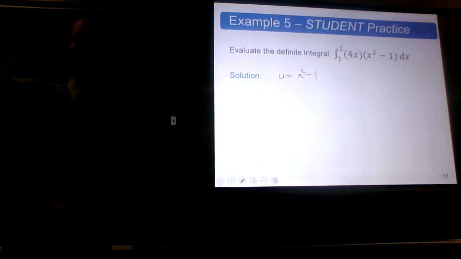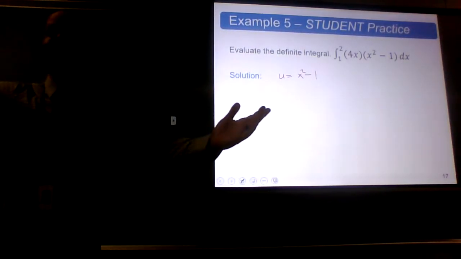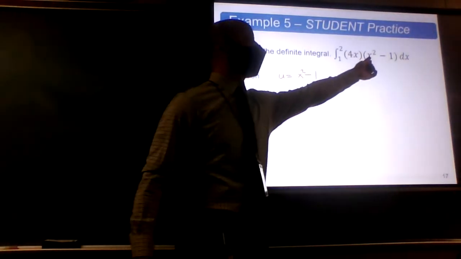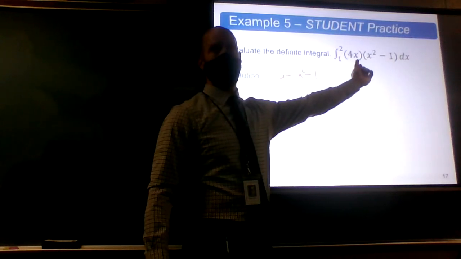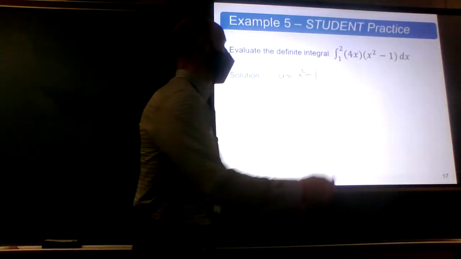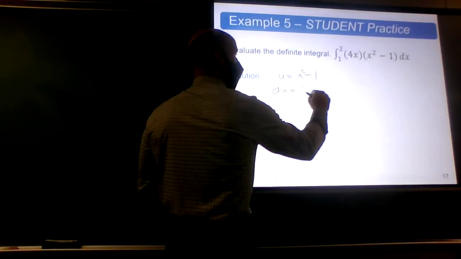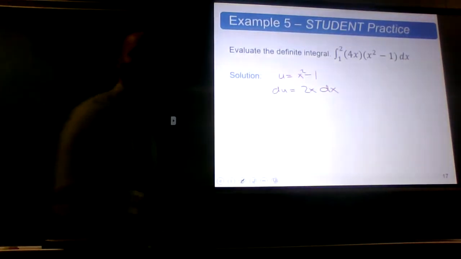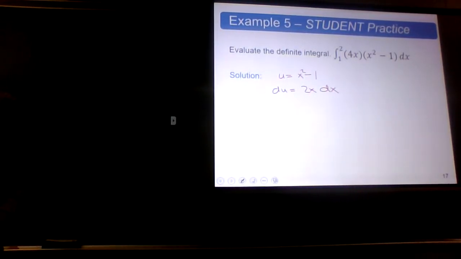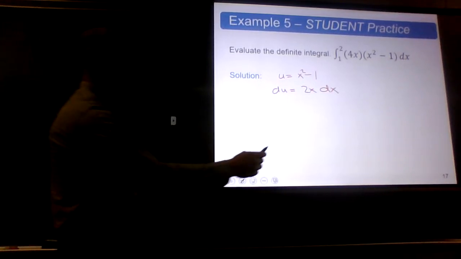How many of you are thinking, I think it's going to be x squared minus 1? That's what you're going to do because the derivative of something squared is going to be just x. Now, technically, it'd be 2x dx, right? Crud. There's a 4x up there, though. How am I going to deal with that? I would just multiply both sides by 2.